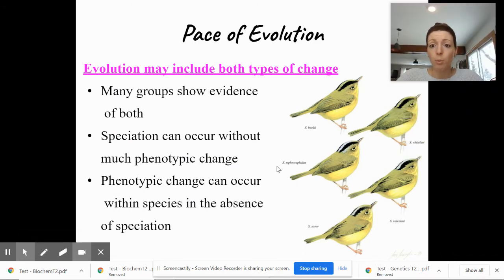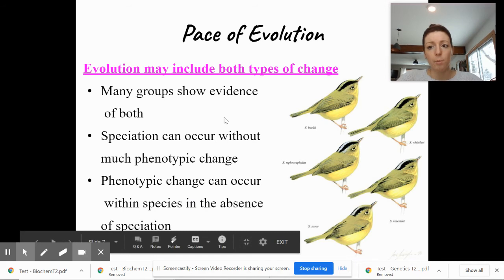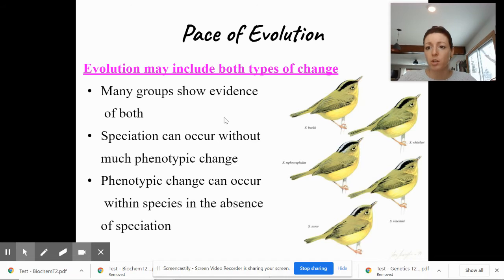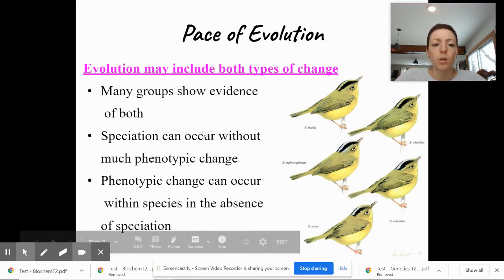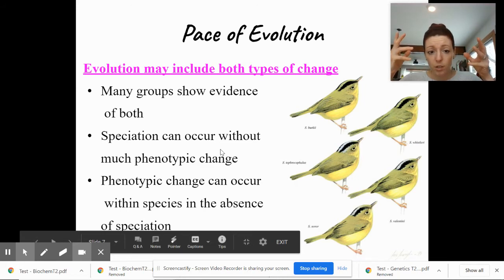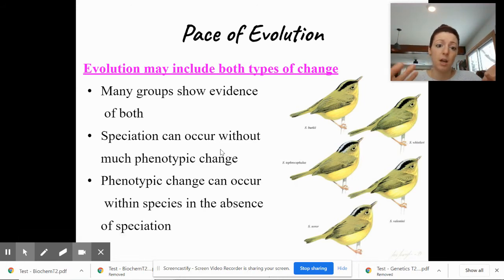So evolution can include both types of change. It all depends on the environment and what's available. Many groups show evidence of both. Speciation can also occur without much physical change on the outside. So that could be, you know, a population of coyotes gets split on a mountain range, and eventually they breed so far apart, they still look similar, and maybe they can still have babies, but the babies aren't fertile because the differences are so much.